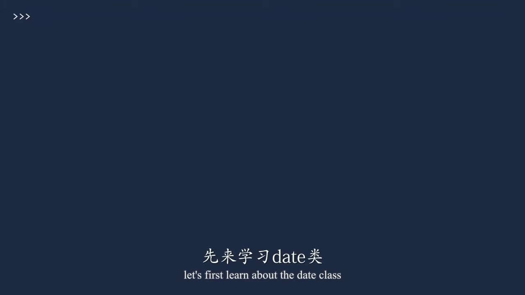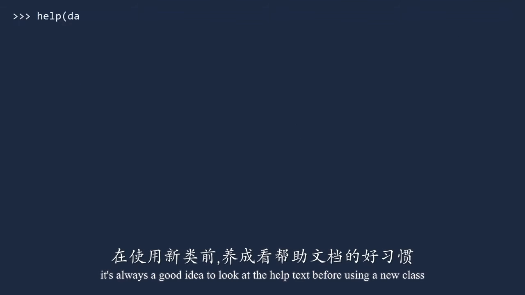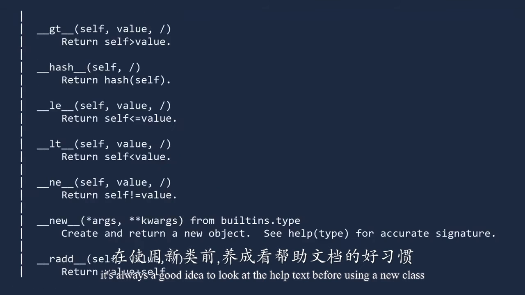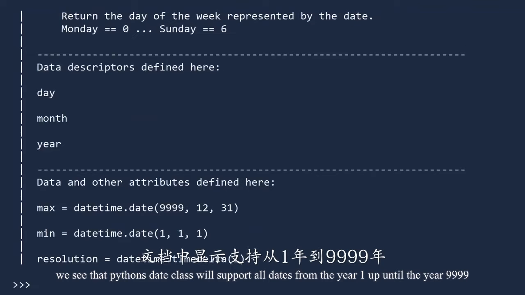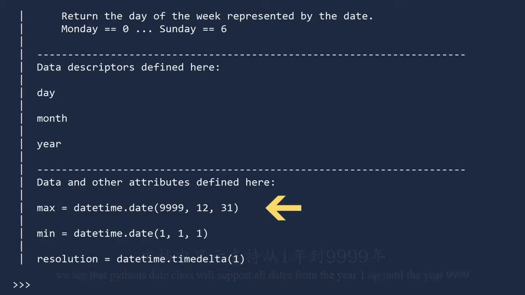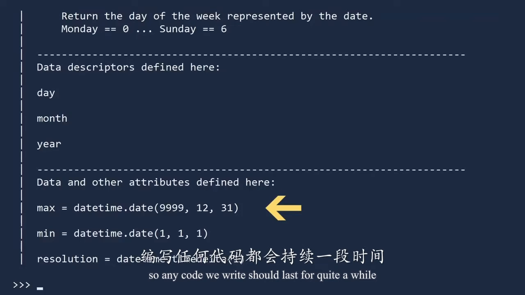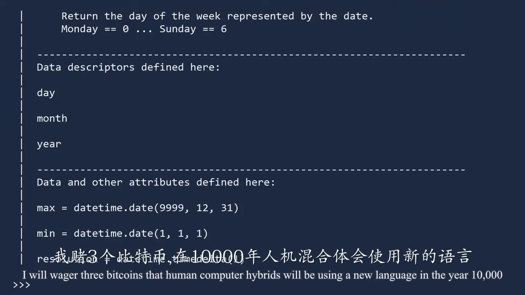Let's first learn about the date class. It's always a good idea to look at the help text before using a new class. We see that Python's date class will support all dates from the year 1 up until the year 9999. So any code we write should last for quite a while. I will wager 3 Bitcoin that human-computer hybrids will be using a new language in the year 10,000.